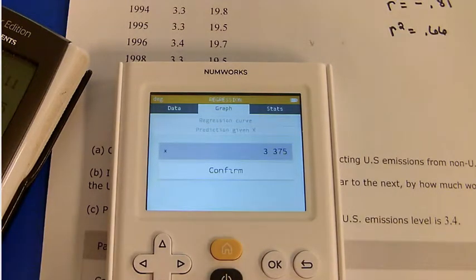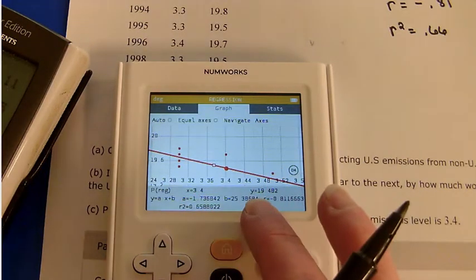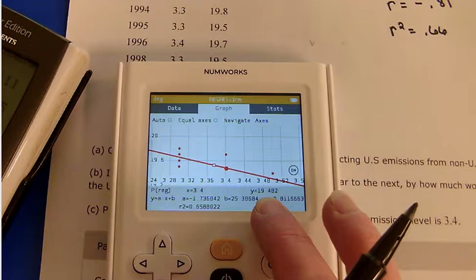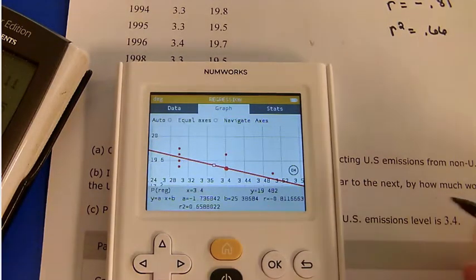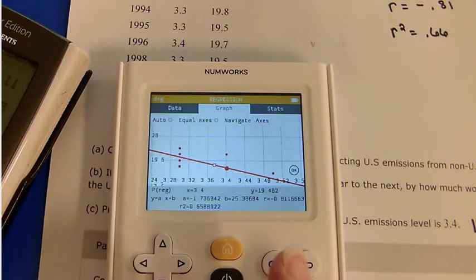What X value do I want to make a prediction from? It gave me 3.4. I'm going to press Enter and confirm. And it says when X is 3.4, my prediction is 19.482. So it'll make a prediction given the X, or it'll figure out what X value would predict a certain Y. So this calculator is really great for predictions.